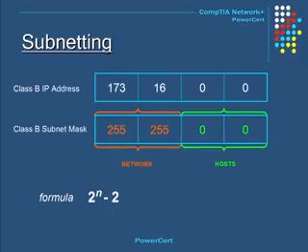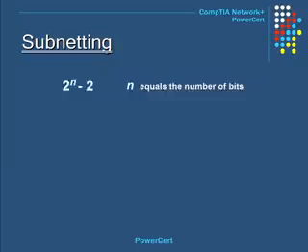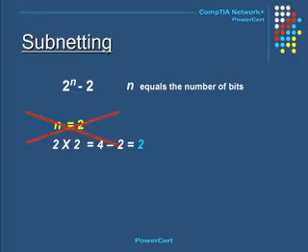The formula we would use is 2 to the n power minus 2, where n equals the number of bits we need to borrow from the host portion of the subnet mask. So we need to make a custom subnet mask that is equal to at least 3 subnets or larger. So if we put 2 in the place of n, then 2 times 2 equals 4, minus 2 equals 2. So 2 is not going to work because we need at least 3 subnets.